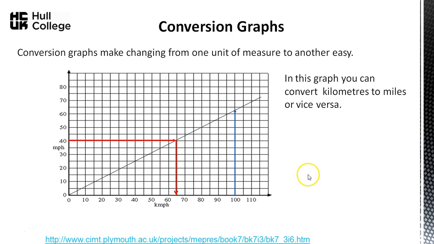And also you can do this in reverse, so 100 kilometres per hour, draw the line up until it touches the line, and then across to the miles per hour, and you can read off 64 miles per hour.